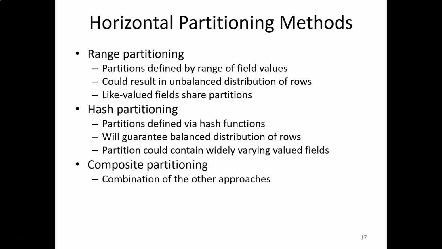There are a number of partitioning methods you can use to partition the tables. One partitioning method is called key range partitioning, and that means you're partitioning the table based on the value of one field. For example, we can partition the customer table based on the value of the city field. So every city has its own partition.